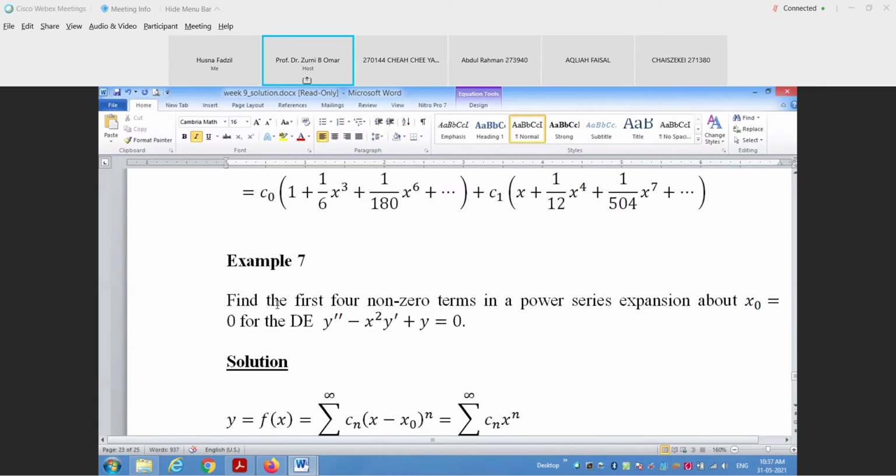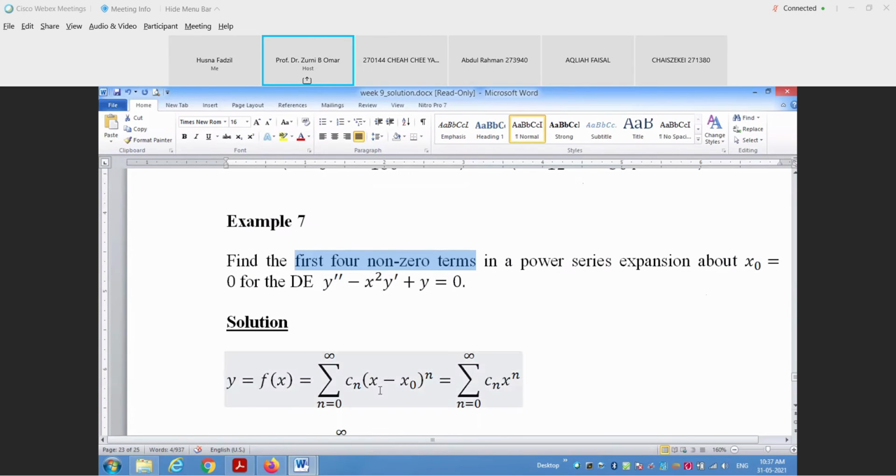Find the first, the keyword is, find the first 4 non-zero terms in the power series expansion about x naught equal to 0 for the differential equation y double prime minus x square y prime plus y equal to 0.